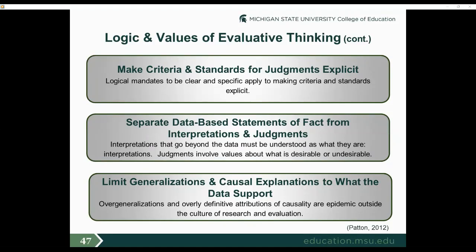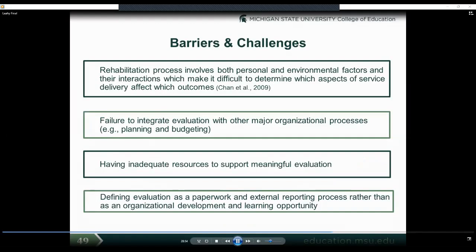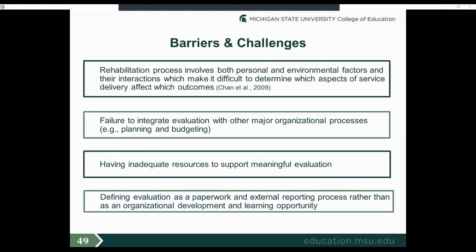The next section of the workshop will deal with barriers and challenges. Now, these are areas we're all somewhat familiar with, but let's go ahead and review these anyway. We start to see some of these challenges laid out. These were principally gathered by Patton in 2001 and modified somewhat to fit our vocational rehabilitation system. Rehabilitation process involves both personal and environmental factors and their interactions, which make it difficult to determine which aspects of the service delivery affect which outcome.